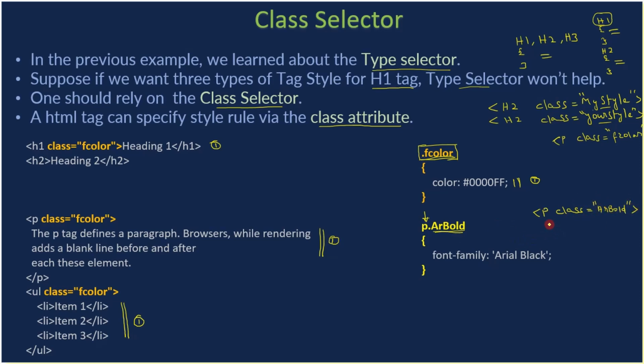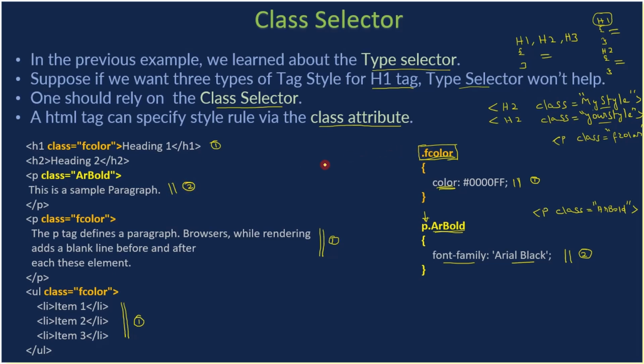So if your HTML contains multiple paragraphs, it will pick all the paragraphs which contain this specific class attribute, then apply style rule 2. So style rule 1 defines the color, right? Style name, style value, here font family, Arial black. And if you see in our example, there is one paragraph which uses AR bold. So here style rule 2 will be applied.